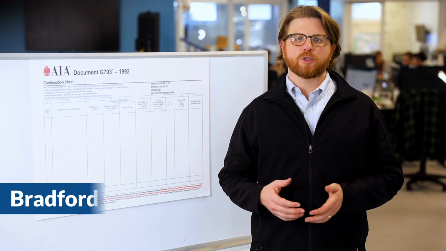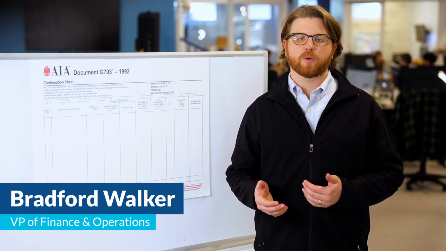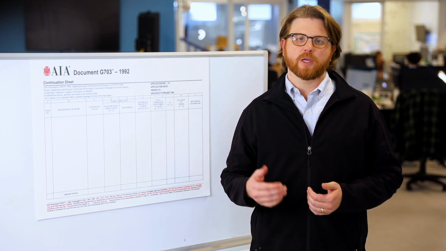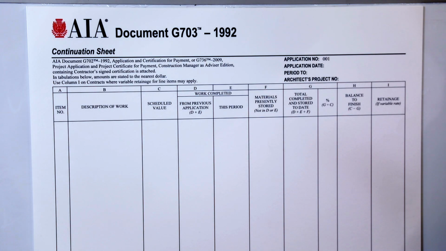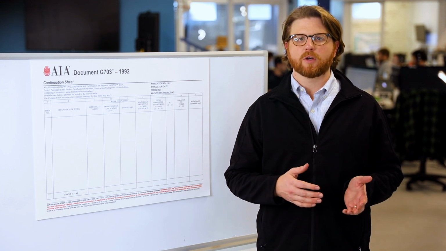If you're working on a project using the AIA payment application, the GC will likely require you to provide continuation sheets along with it. In this video, we'll explain each section of the continuation sheet. A continuation sheet is a document that describes each item of work on a project and assigns a value to it. It's similar to a schedule of values, but it also tracks the progress as the job goes on.